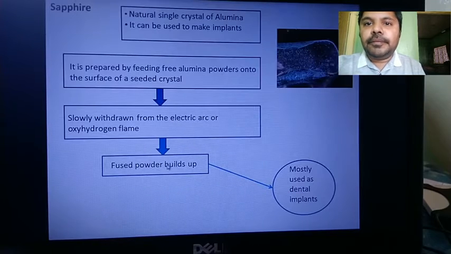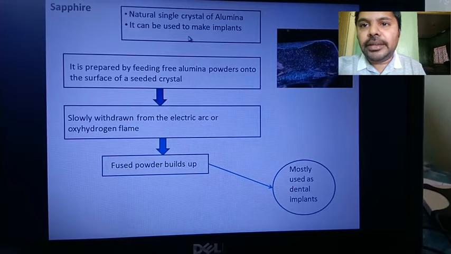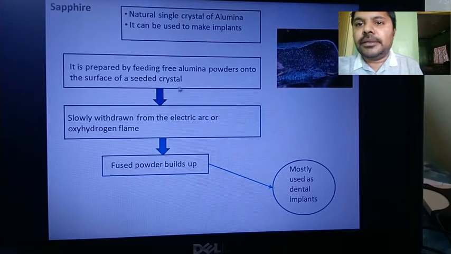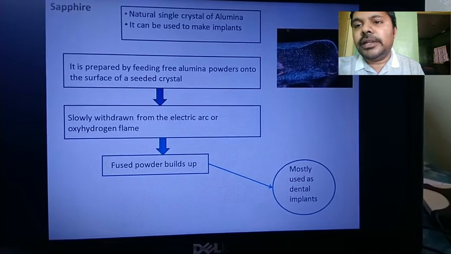Sapphire is another crystal structure of aluminum oxide. Sapphire is a natural single crystal of alumina, and it can be used to make implants. It is prepared by feeding free alumina powders onto the surface of a seeded crystal. Let us see how this preparation method works. In this picture there is a crystal, and on its surface you can see some small dots. This is a seed grown over the crystal. The crystal can be any type of crystal or metal, maybe aluminium, or zinc, or cobalt.